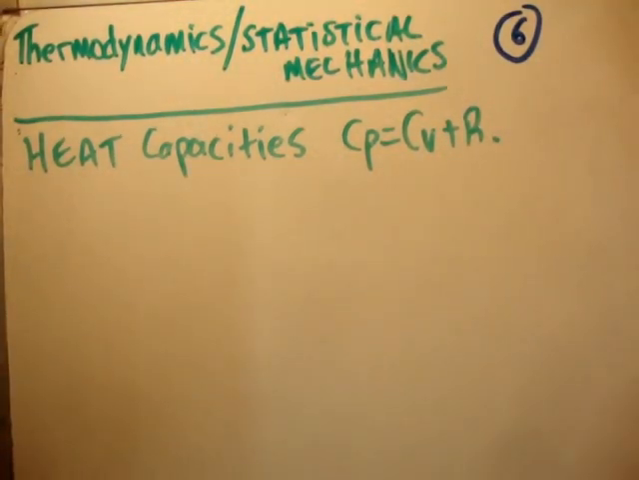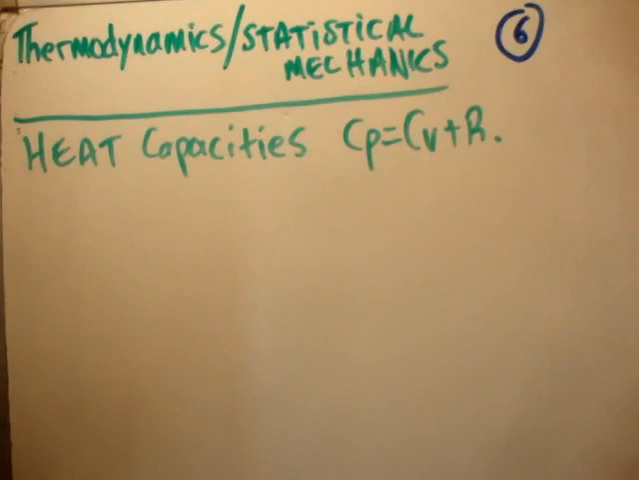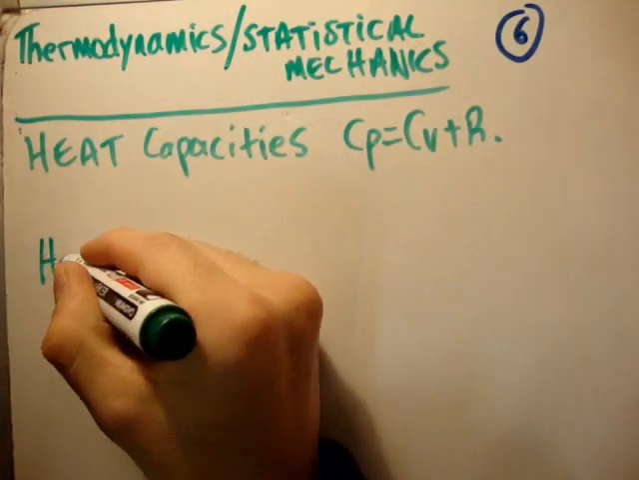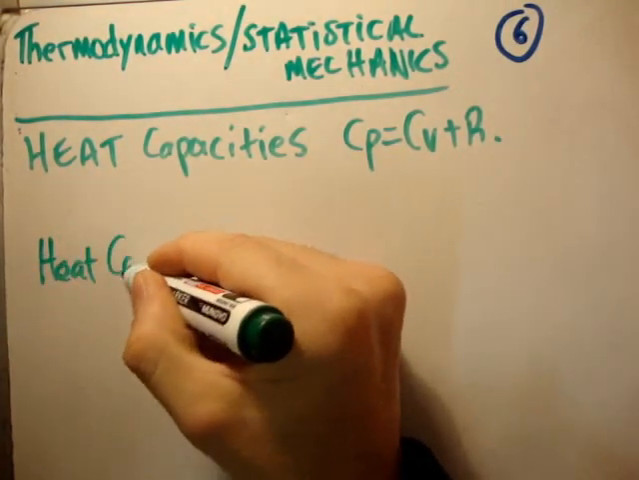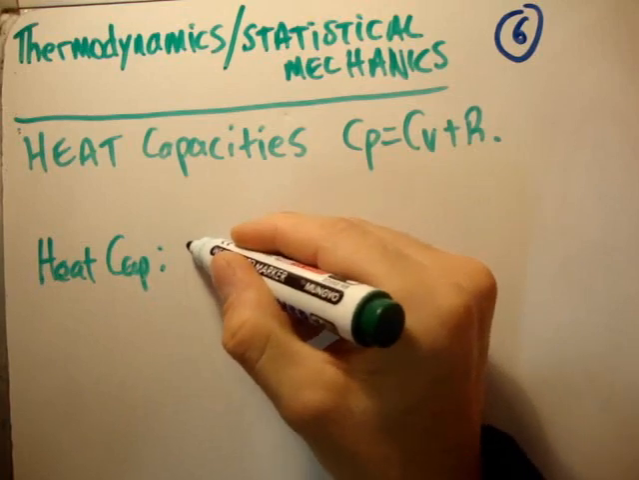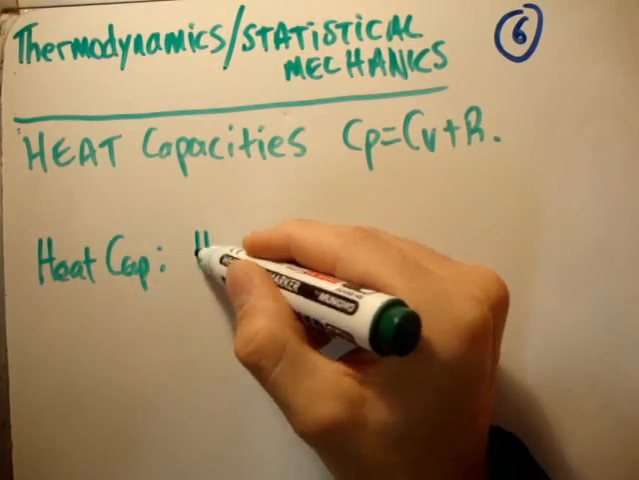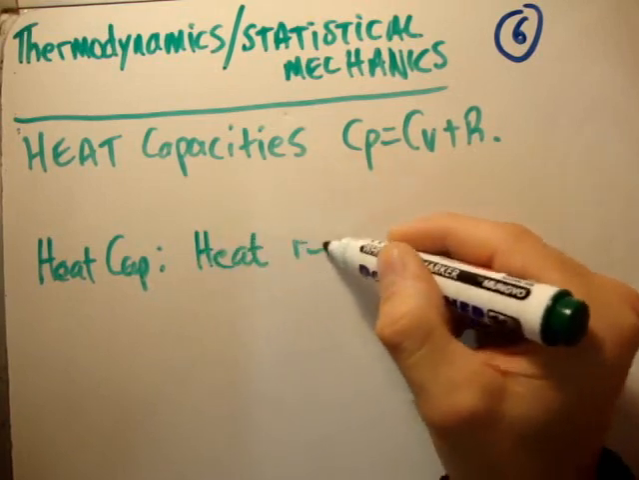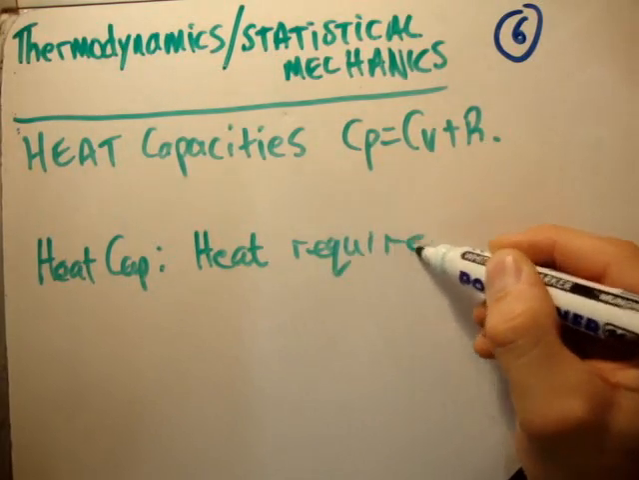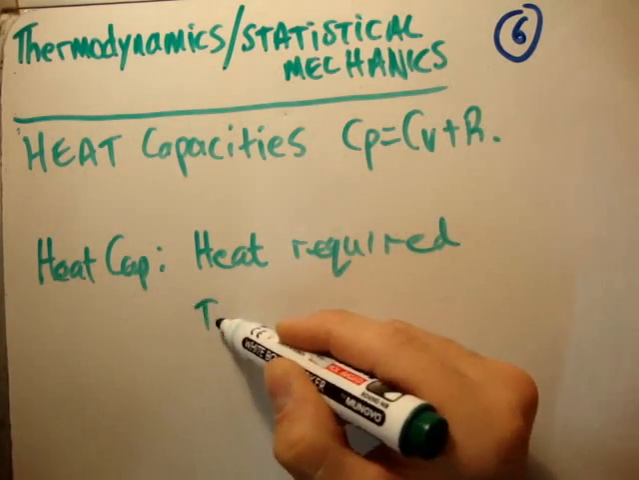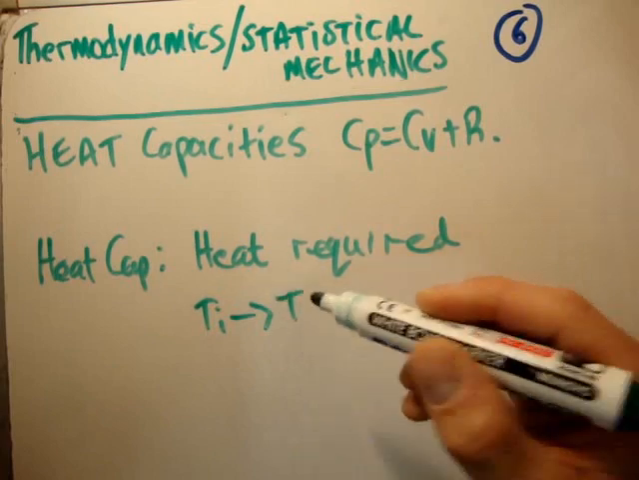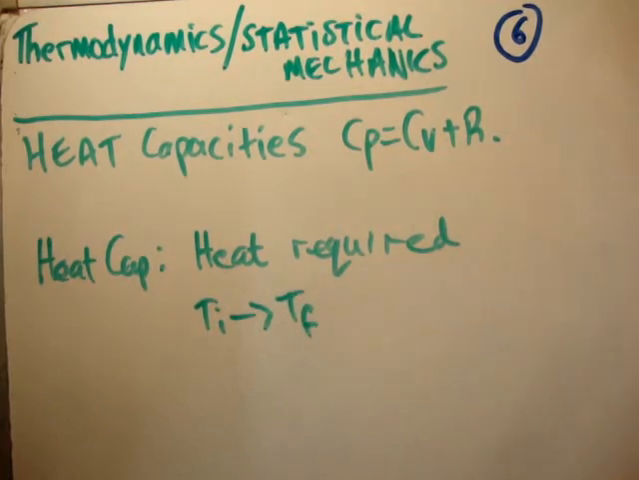So the first thing I need to discuss is, what is a heat capacity? So a heat capacity is the amount of heat required to go from the initial temperature to the final temperature. Okay, so it is the capacity of your body to store heat, if that makes any sense. If you think about it, it's very ambiguous.